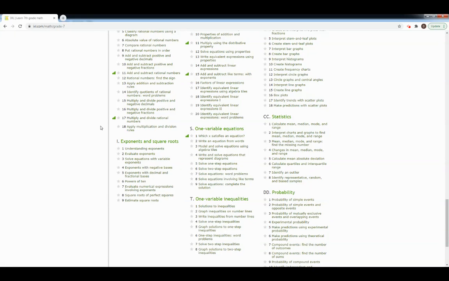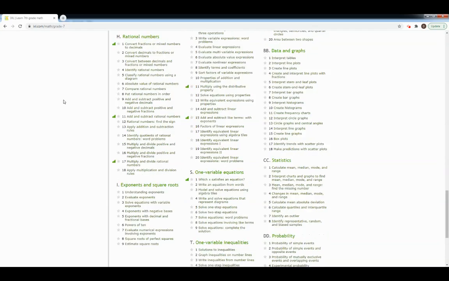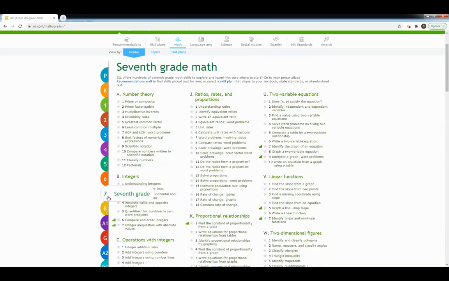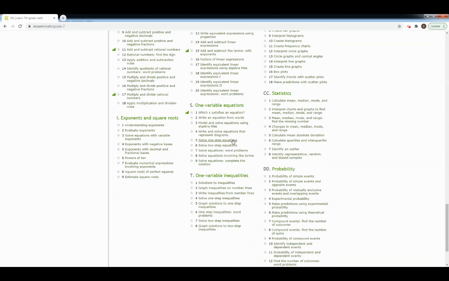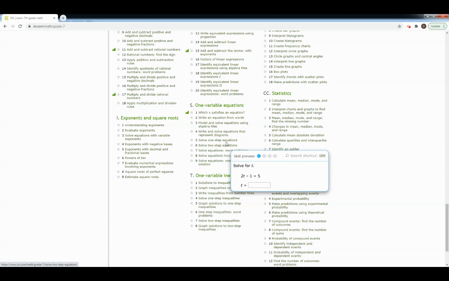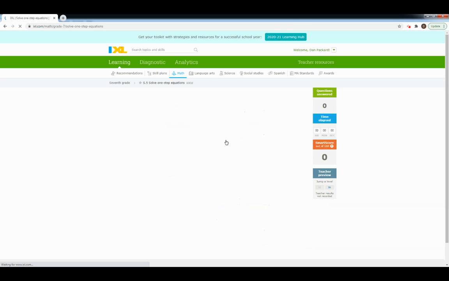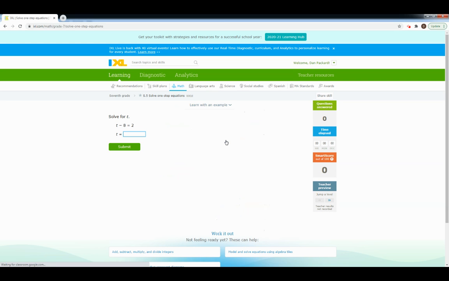Hello everyone, so today we're going to do a quiz on IXL. There are two assignments, so it's going to be grade 7 and it's going to be S5 and S6. So S5 is just one step equation, so just add 8 to both sides, right? T equals 10.